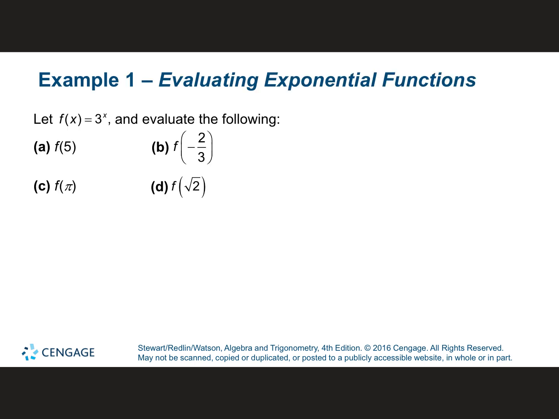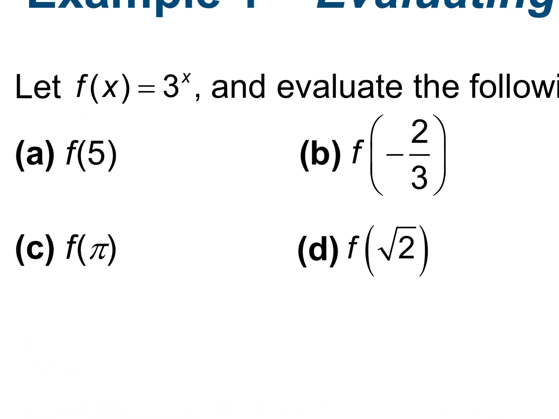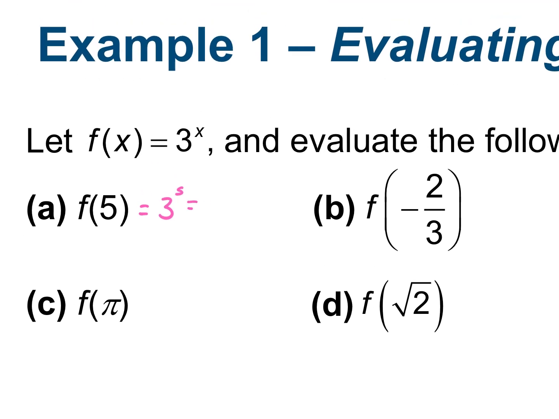In example 1, this is where we need our calculator. So it says evaluate the following. Here our base is 3, and the number in the parentheses is what we plug into the x. 3 to the power of 5. So make sure you know how to use your calculator. In my calculator, I put 3, there's a little caret button, that up arrow, and then 5, and then equals. So 3 to the power of 5 would be 243.